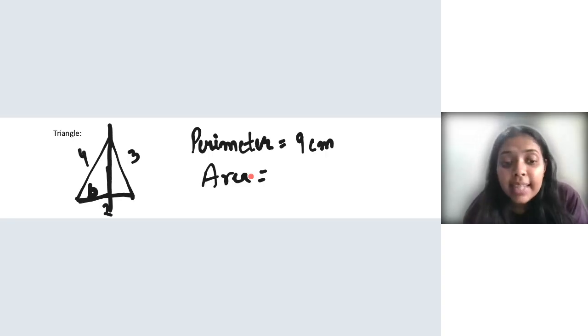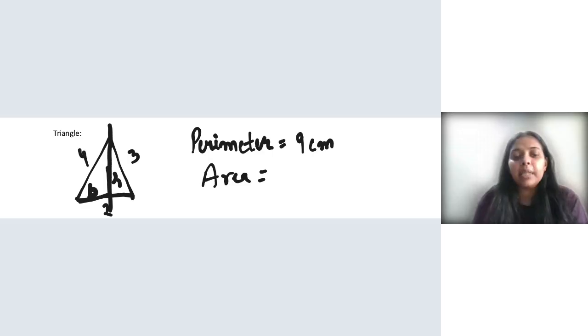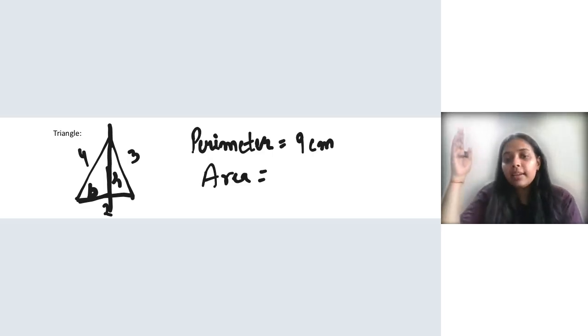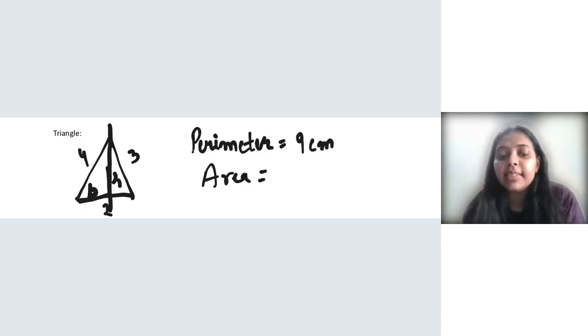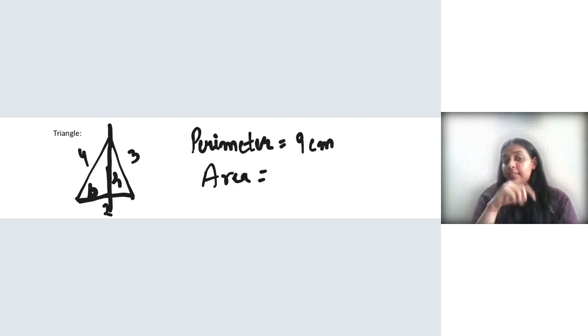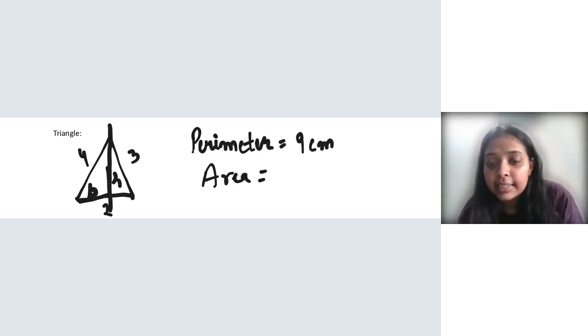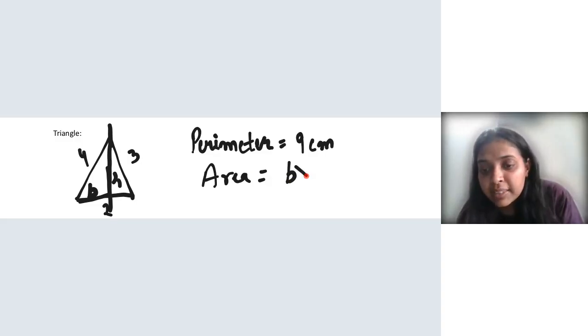Very good. And this side is known as the height of the triangle because this side is representing how long the triangle is. So can I call this height? Yes. So the area of the triangle, according to this, we should get area as base times height.